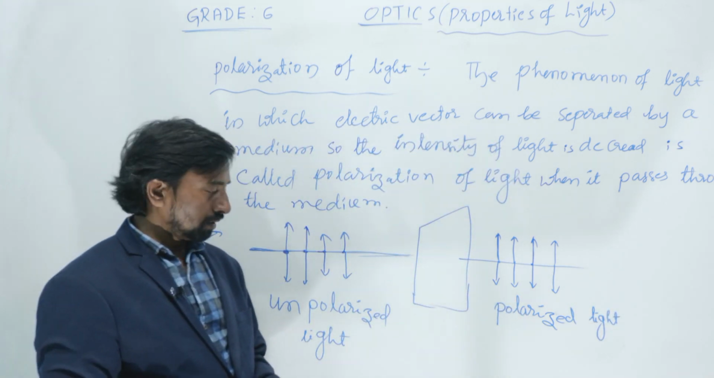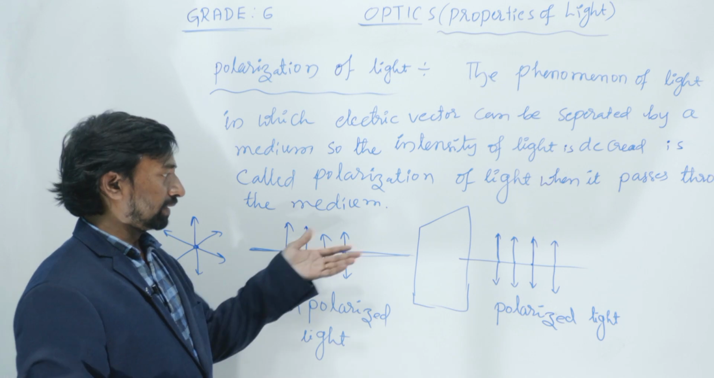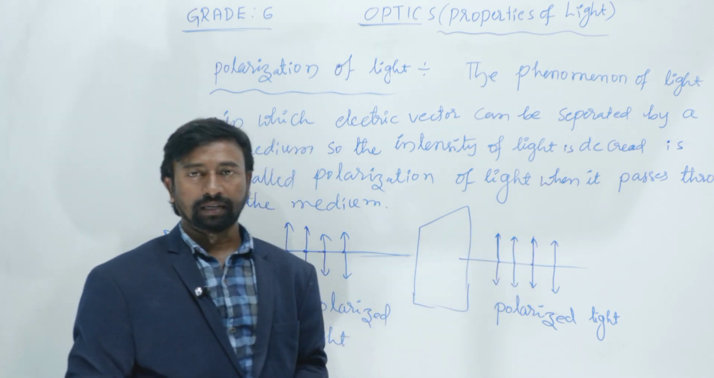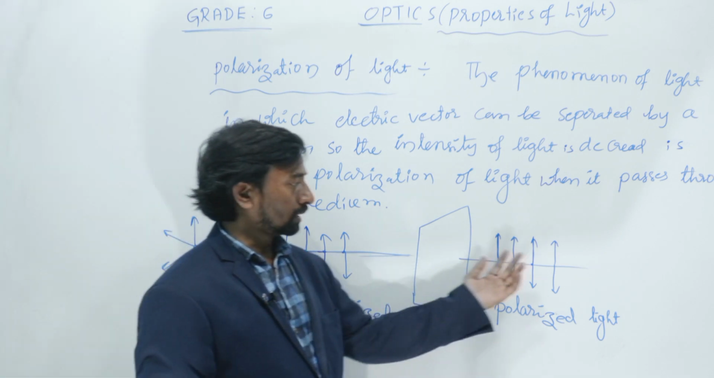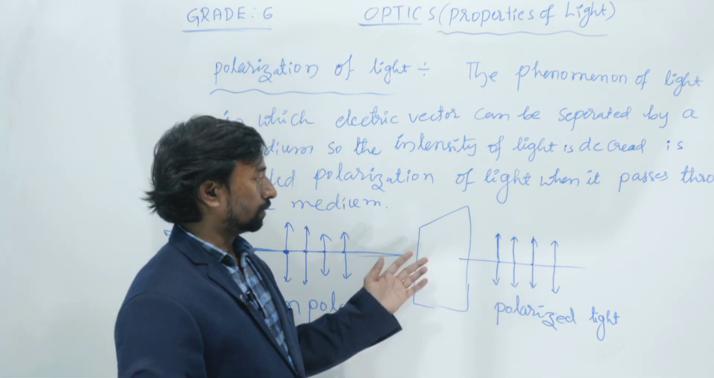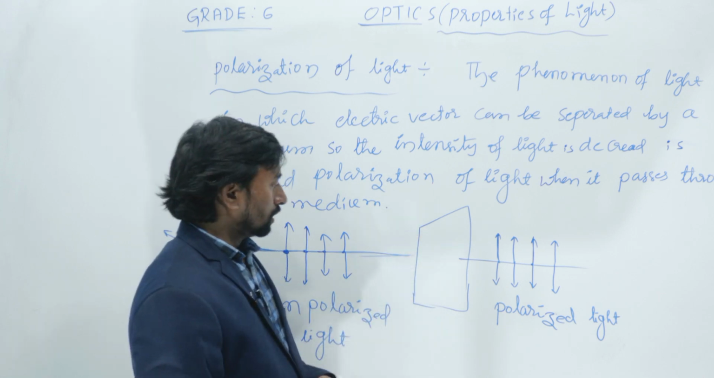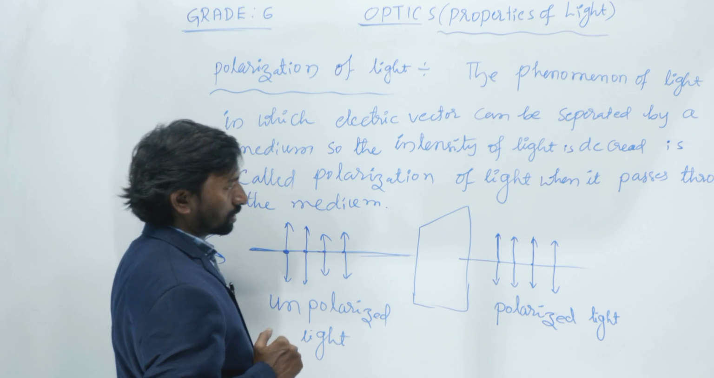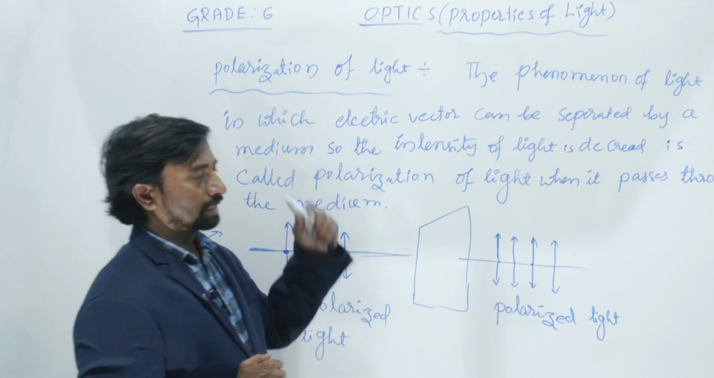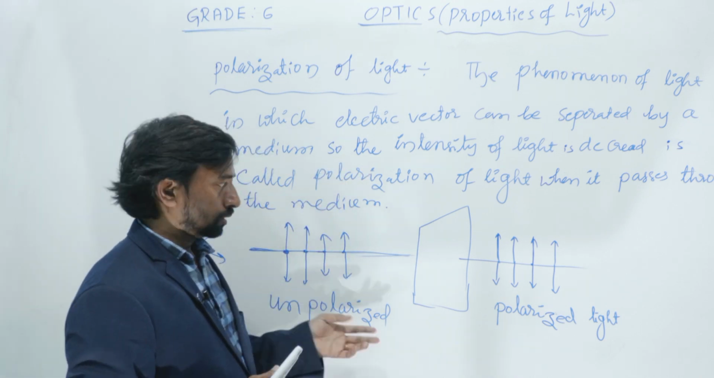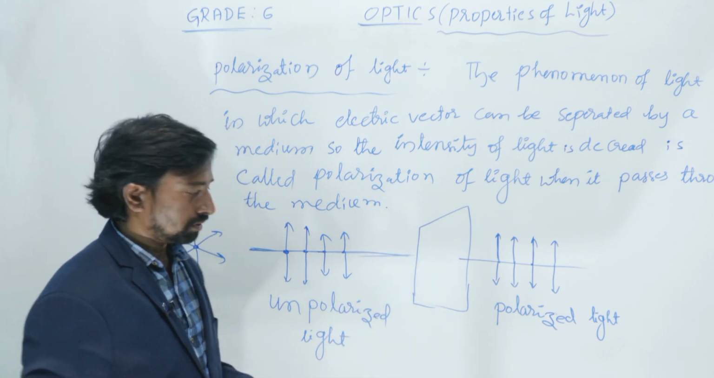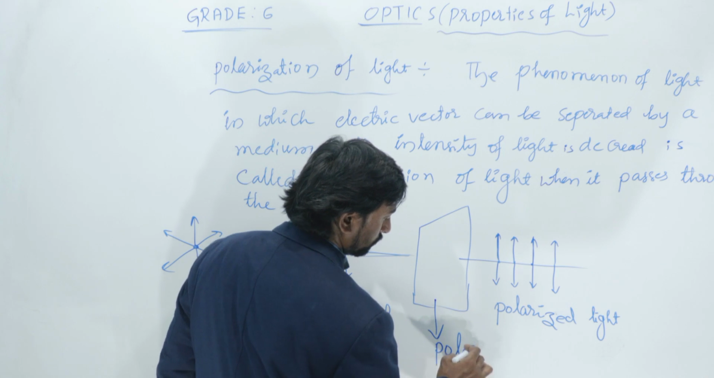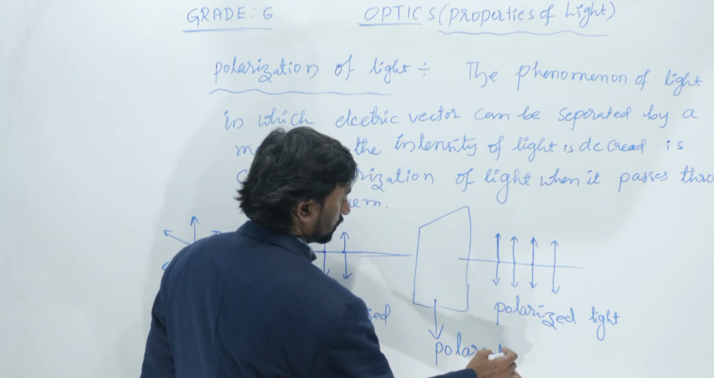So whenever some amount of electric field vector is separated from this light wave, then the intensity of light will decrease. So less intensity of light will pass through that medium. The medium which separates some amount of electrical vectors from the light, those are known as polaroids. This is called the polaroid. These crystals are known as polaroids.